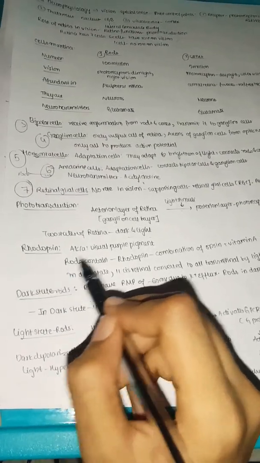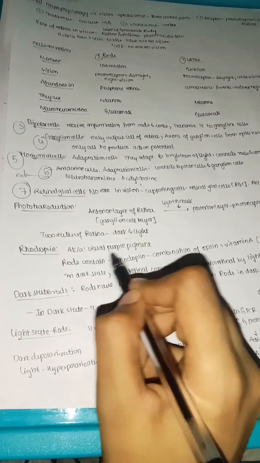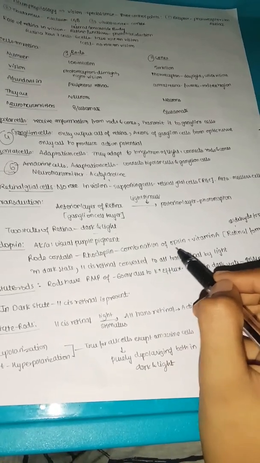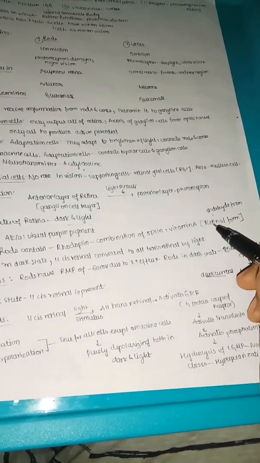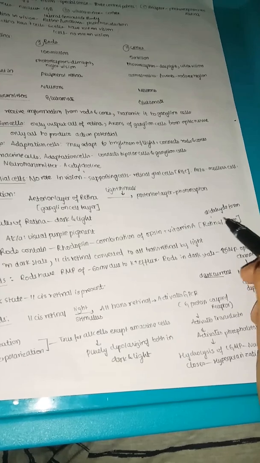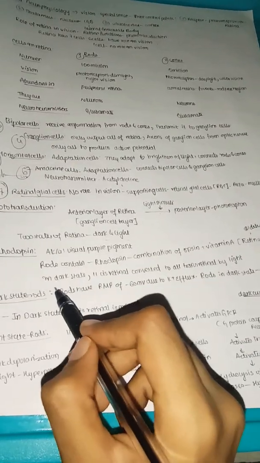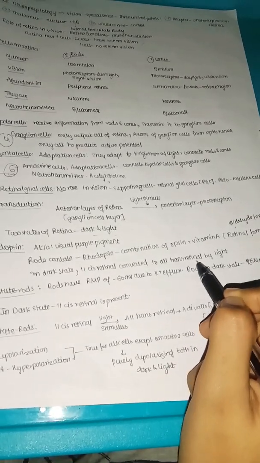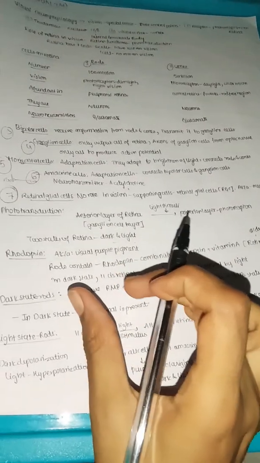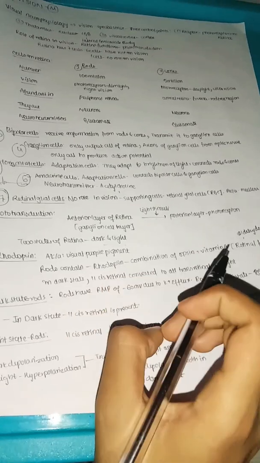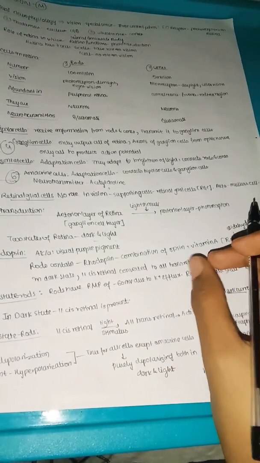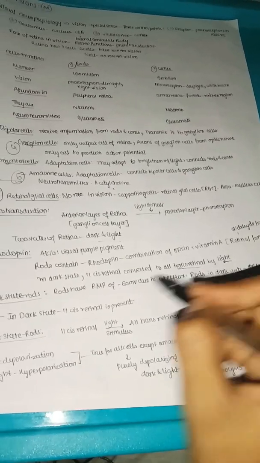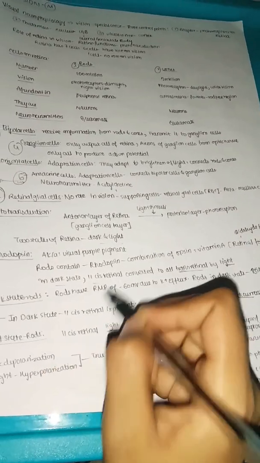Rhodopsin is also known as the visual purple pigment, and the rods mainly contain rhodopsin, which is a combination of opsin and vitamin A, and vitamin A is especially in the retinal form, which is an aldehyde form. In the dark state it is 11-cis retinal, which is converted to all-trans retinal by light. So in light it is in the form of all-trans retinal, whenever it's in dark, 11-cis retinal.